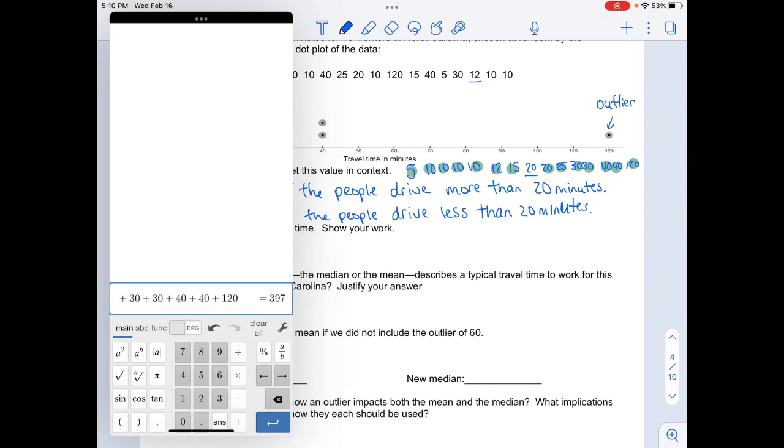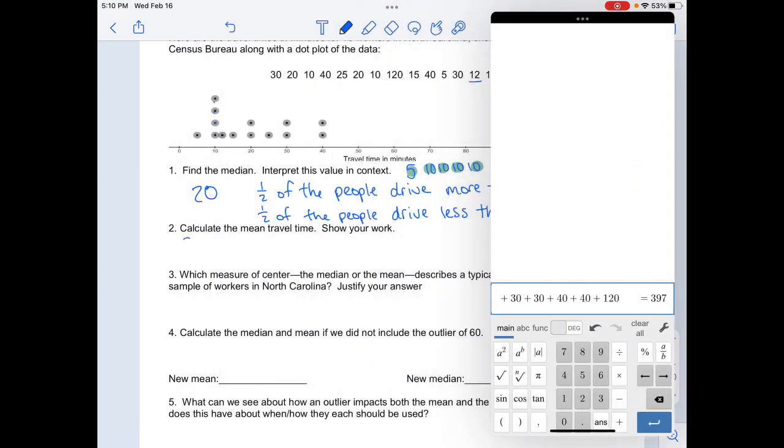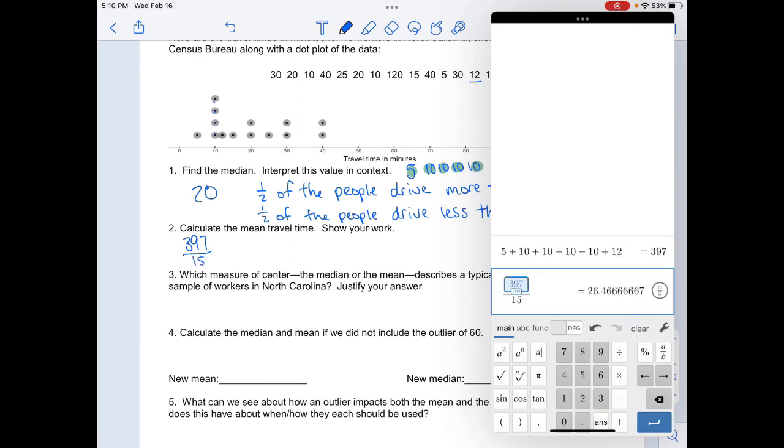And I get 397. And I divide that then by 15, because that's how many data points there are, which is about 26.5 minutes. Okay?